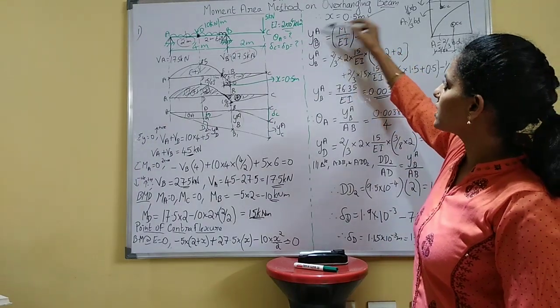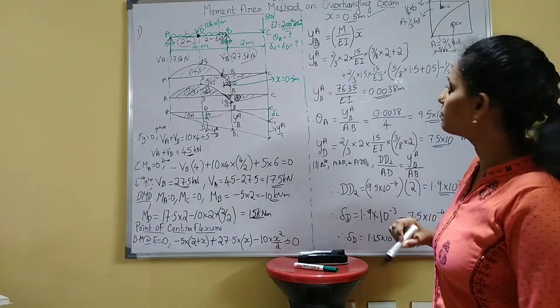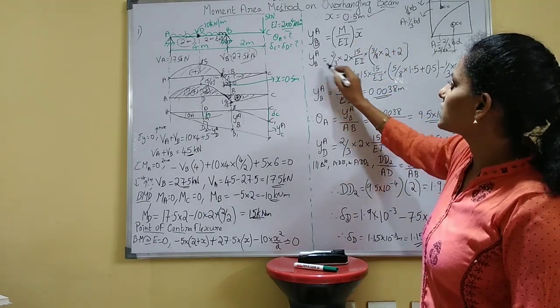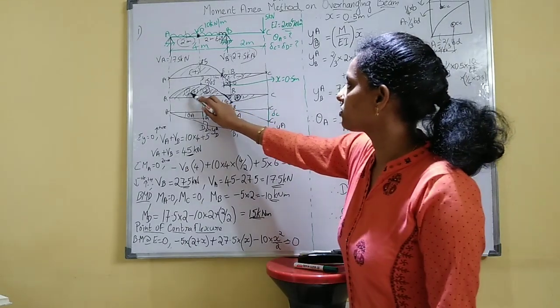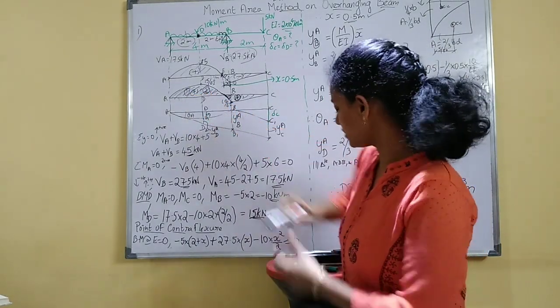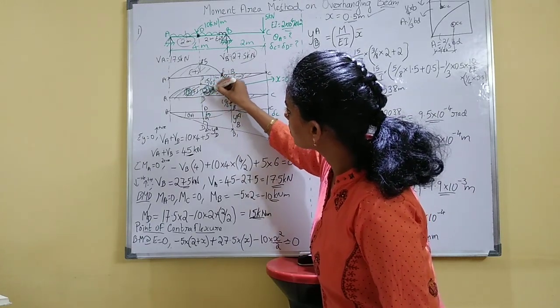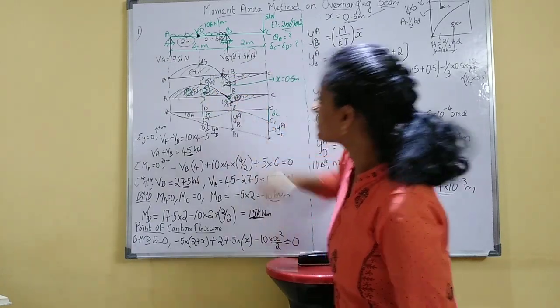Okay, so YBA is M by EI into X bar, the centroid with respect to B. So YBA is equal to what, and which regions will it cover? It will cover this first region, region 1, region 2, and the small part, that is region 3.